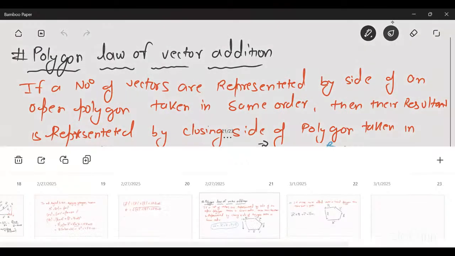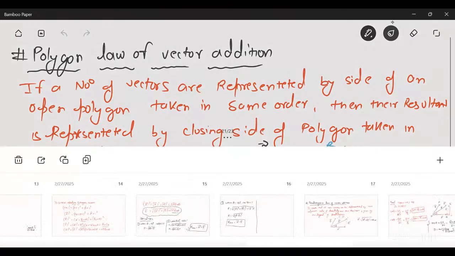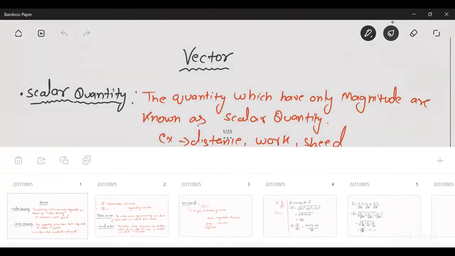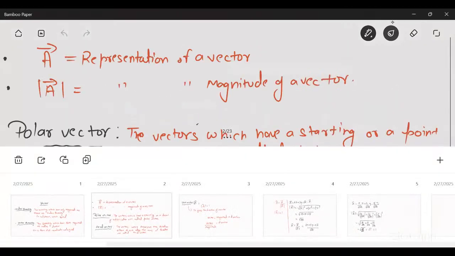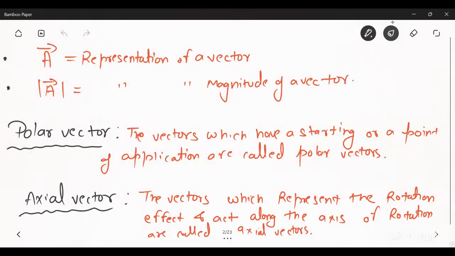Hello everyone. In the last video, I discussed the chapter Vectors. We have seen that in vectors there are many things. Firstly, we discussed the scalar quantity. Scalar quantities are those quantities which have magnitude only. Second, we discussed the vector quantity, the quantity which has both magnitude as well as direction. Next, we discussed the representation of a vector and the magnitude of a vector.